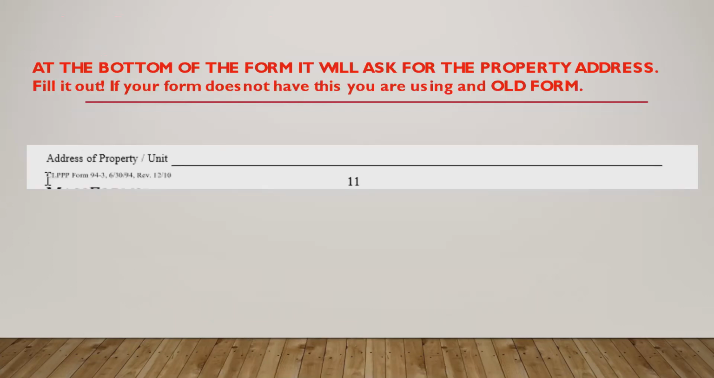Last, I mentioned this earlier, at the bottom of the form, it's going to ask for a property address. Make sure the property address is filled out completely. And if your form is not asking for the address, then you are working off of an outdated form. Thank you for joining me today, and thank you for protecting your buyers, sellers, renters, landlords, and our brokerage and your license by making sure your lead paints are properly completed. Thanks for joining me.